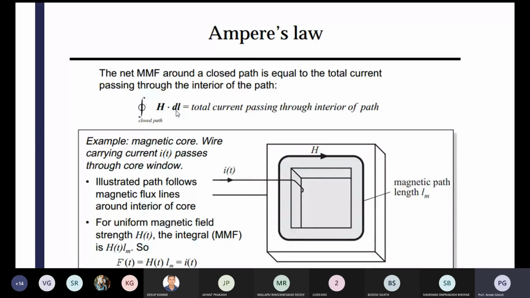The example is a magnetic core, where the wire carrying current i(t) passes through the core window. As illustrated, the path follows the magnetic flux lines around the interior of the core. For a uniform magnetic field, the integral of H dl, the MMF F(t), equals H(t) times l, which equals i. So it is a magnetic field.